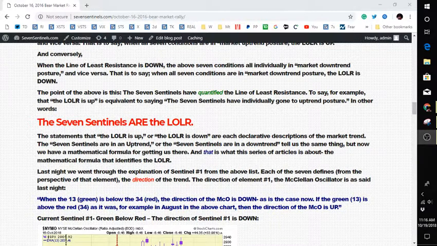By the way, we do the Seven Sentinels now in 6 different time frames: the monthly, the weekly, the daily, the 2-hour, the 10-minute, and even the 3-minute. We define the line of least resistance as either uptrend or downtrend in each of those 6, and we use the interaction of those buy and sell signals of those 6 to drive directly our trades themselves.